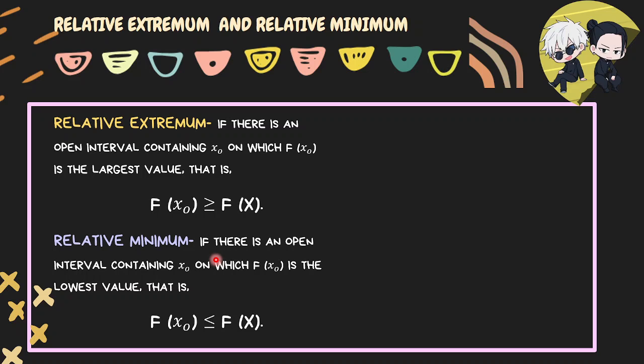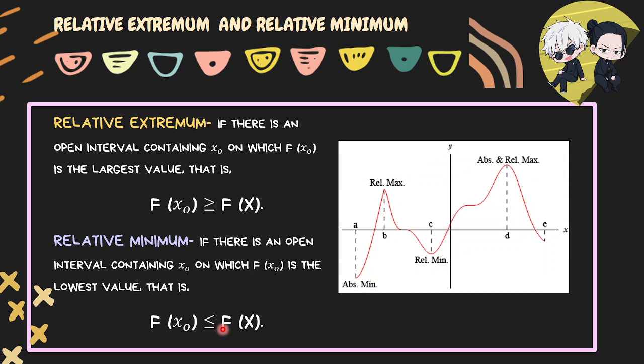Mathematically, we can define a relative maximum if we have an open interval such that the largest value is f of x sub o, where x sub o is inside the interval. And a relative minimum if there is an open interval in the function, and f of x sub o is the lowest among the interval. So for example, just like I explained earlier, this point is the absolute minimum. This point is a relative minimum because it is the smallest among those surrounding it.